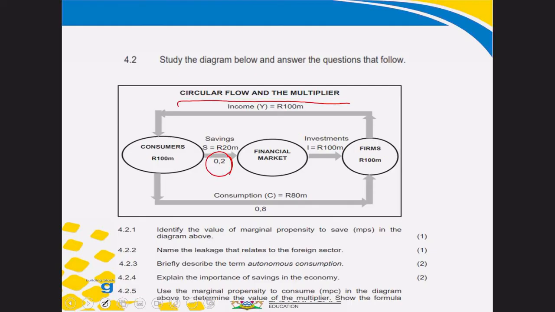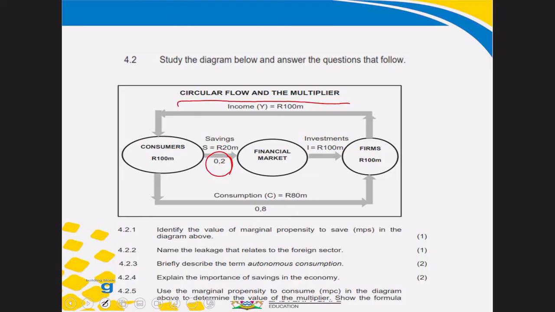Now, autonomous consumption, you must be able to tell what autonomous consumption is. That consumption that is not dependent on your income. Whereas you might also be asked to define or briefly describe induced consumption. Induced consumption is that kind of consumption that is dependent on your what now? On your income. Explain the importance of savings in the economy. These are the questions that you might see.